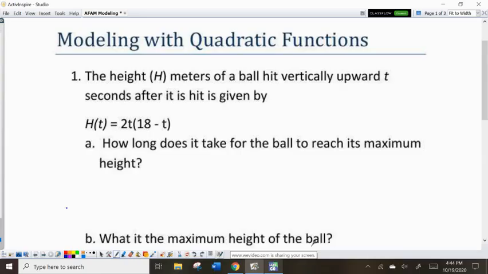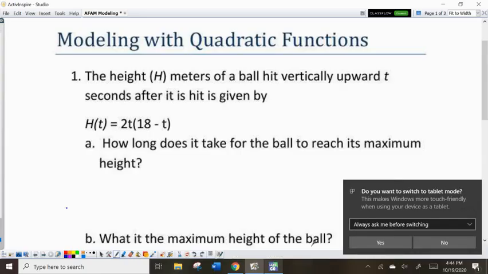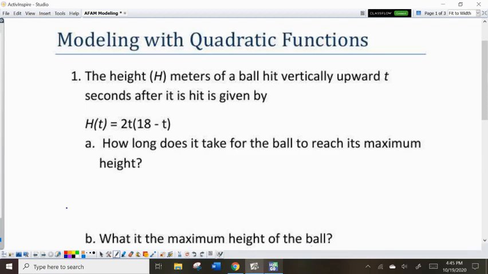All right, today's lesson is on modeling with quadratic functions. We're going to use what we know about graphing and solving quadratic equations to find some things about real-world quadratic equations. So in our first example, we're starting with the height in meters of a ball that's hit vertically upward, and we're modeling that based on time, seconds after it is hit. And we have a quadratic equation that represents the height of that particular ball.